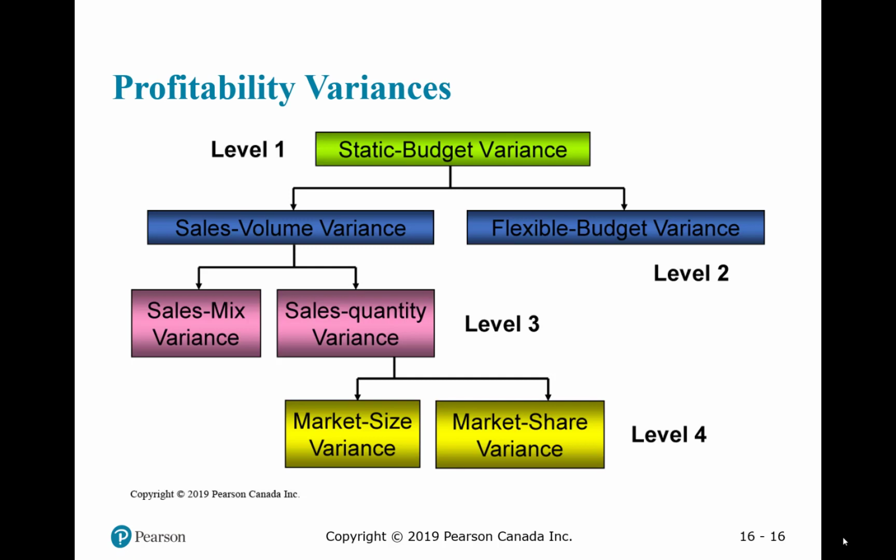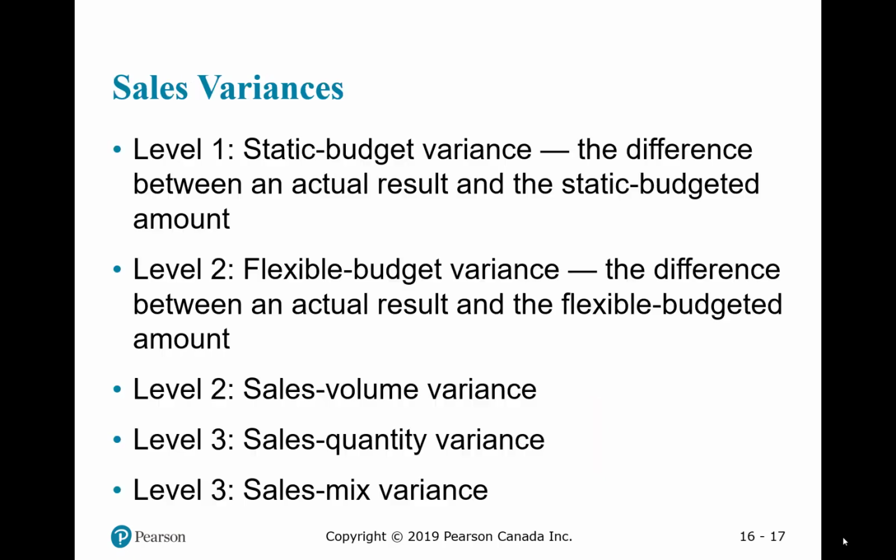And that's your market share variance. Now, we refer to these in terms of levels. At the top level, you've got your static budget variance, and again, it's the difference between an actual result and the static budgeted amount. At level 2, you've got your flexible budget variance, which is the difference between an actual result and the flexible budgeted amount. Again, you've got the whole book.